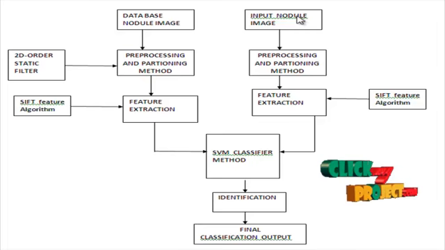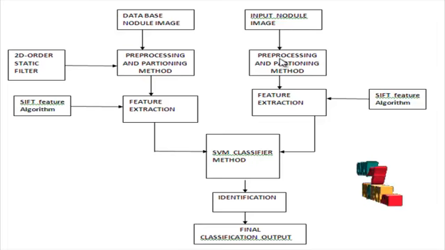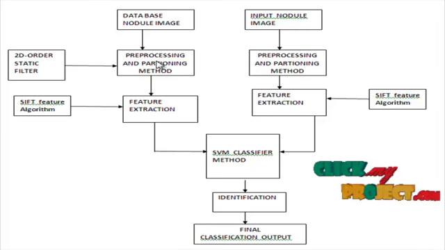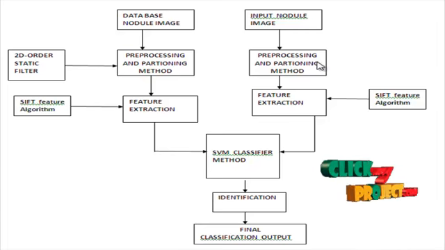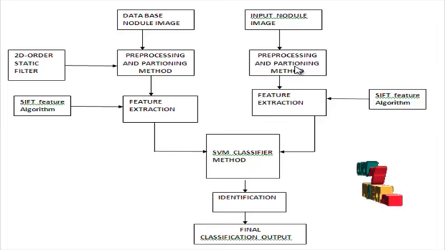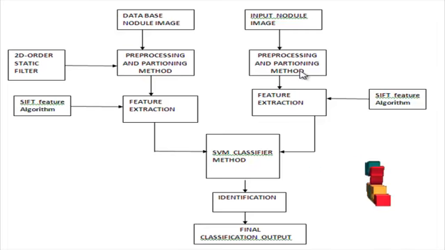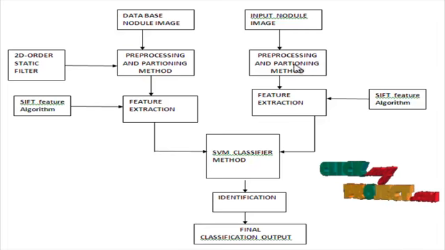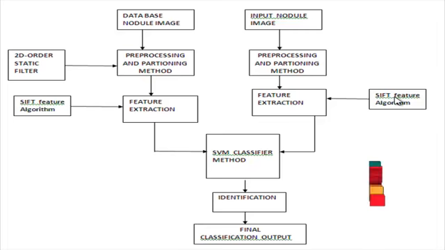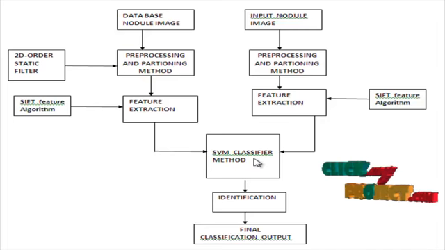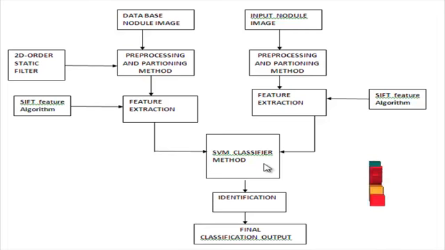At the same time, the input nodule image goes to the pre-processing step. The pre-processing step uses the 2D order statistic filter. Then go to the partition method. The partition method is adaptive partitioning, and then the superpixel clustering method. Then the feature extraction, which uses the SIFT feature algorithm. Then go to the SVM classifier method, our proposed method.